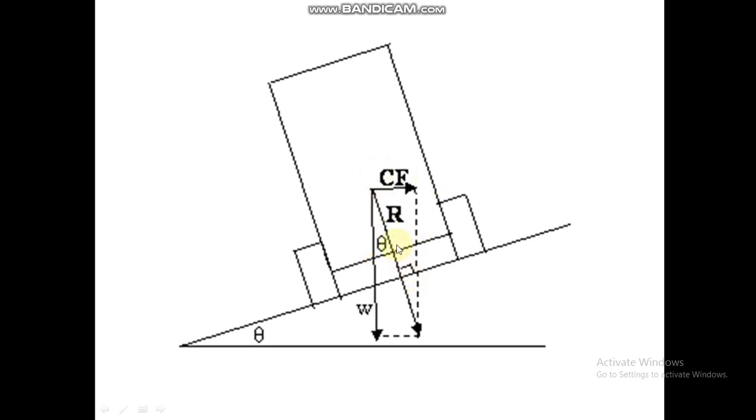Now consider if the vehicle speed is decreased, meaning the vehicle is very slow, this centrifugal force will also be reduced, and due to the reduced centrifugal force, the vehicle may slide toward the left. So there is a particular velocity at which the vehicle will not slide. And what is that velocity? It is the velocity when the resultant of the centrifugal force and weight of the vehicle is perpendicular to the road surface.